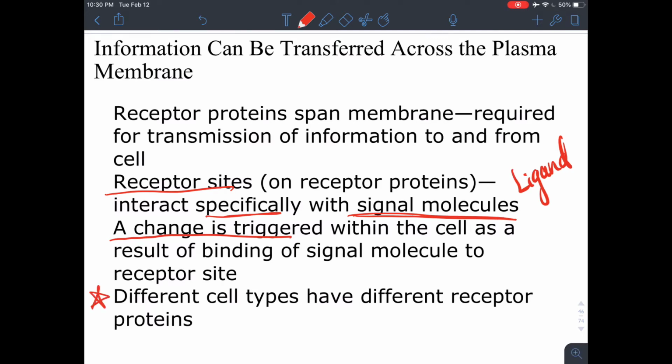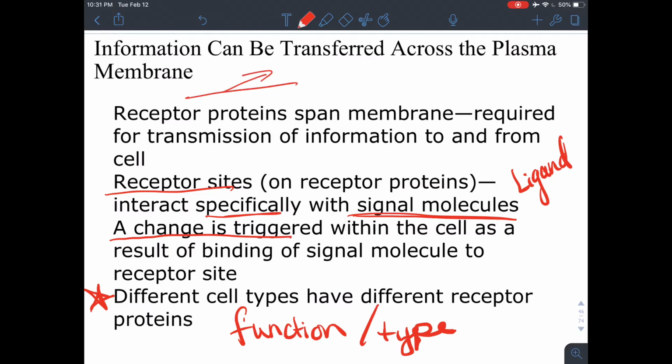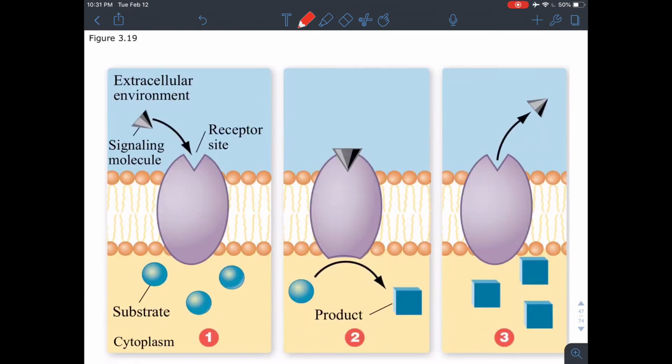And then here is the key point that we're trying to get to. Different cells have different receptor proteins depending on the function of that cell, what its job is, what type of cell it is, and so on and so forth. Okay? But this is how we communicate. We not only send molecules across the membrane back and forth, but we also send signals. We also are able to send signals which tell the inside of the cell, the machinery and the organelles that we just finished memorizing, what it needs to do. All right? So let's move down.